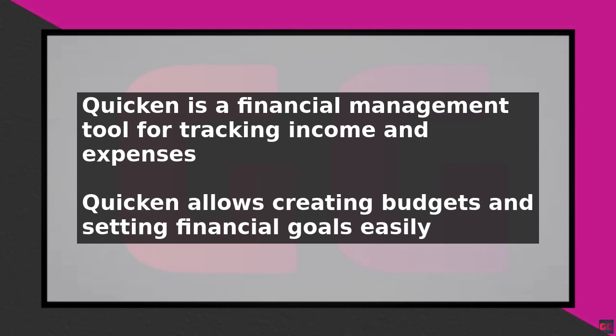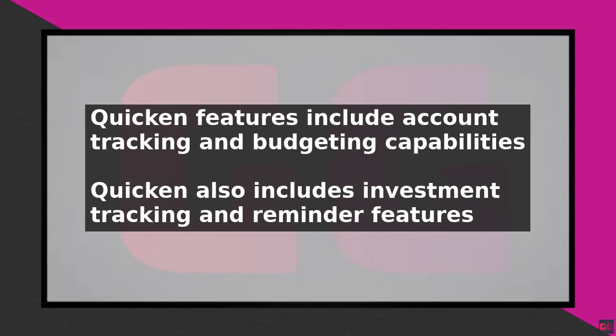Quicken is a financial management tool that allows you to track your income and expenses, create budgets, and set financial goals. To get started, you'll need to create an account and set up your financial institutions. This involves linking your bank accounts, credit cards, and other financial institutions to Quicken, enabling you to view all your financial information in one place.